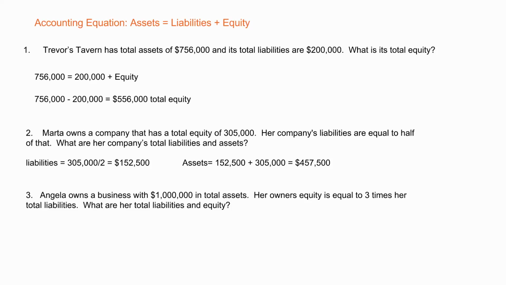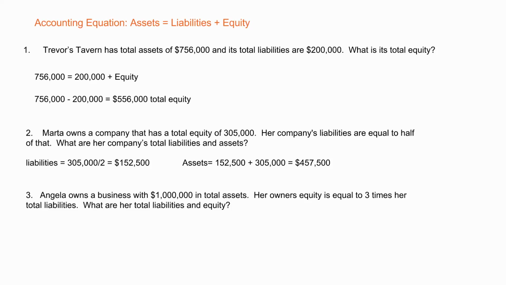Then we can just plug it straight into the accounting equation. And that gets us our assets are equal to $152,500, which is our liabilities, plus $305,000, which is our equity. And that's equal to $457,500. Moving on to the third one. Angela owns a business with $1 million in total assets. Her owner's equity is equal to 3 times her total liabilities. What are her total liabilities and equity?